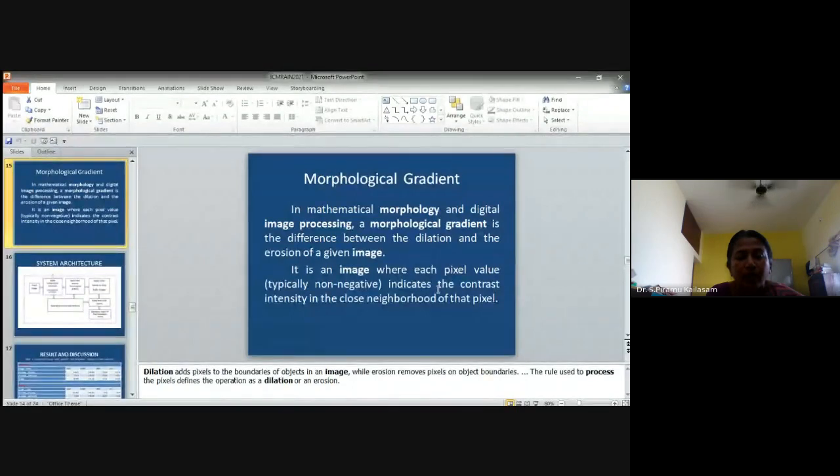Another technology I used is the morphological gradient, which is an algorithm. In mathematical morphology and digital image processing, the morphological gradient is the difference between the dilation and the erosion of a given image. In this study, I have used the erosion method, which is applied to compress the image. So it is an image where each pixel indicates the contrast intensity in the close neighborhood of the pixel.